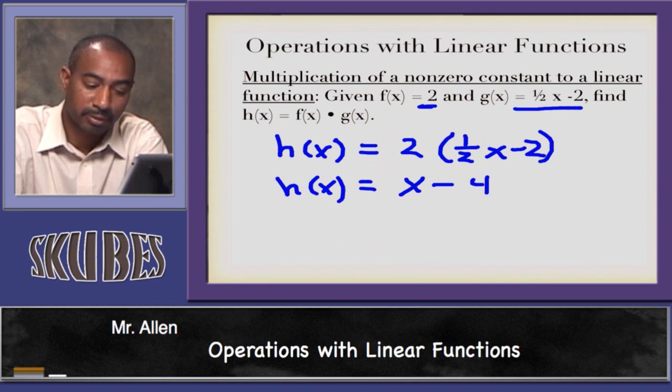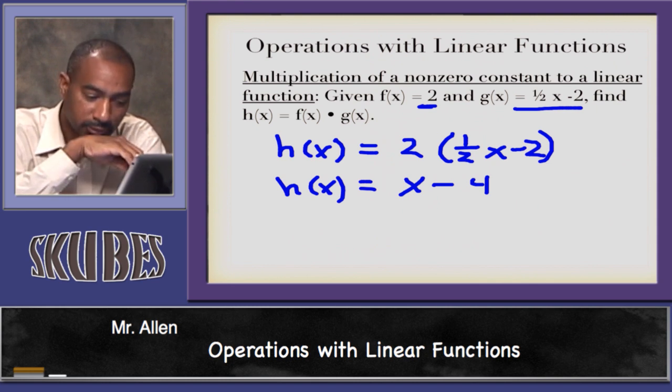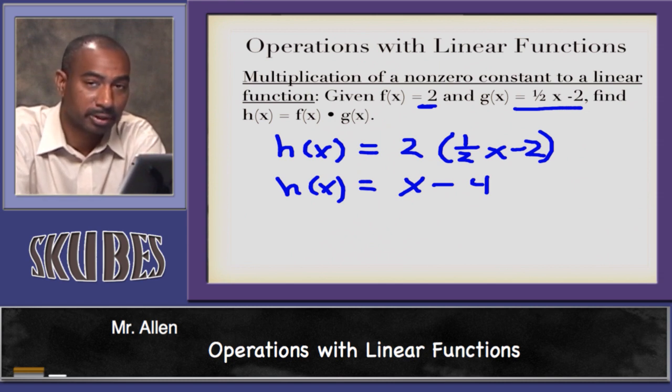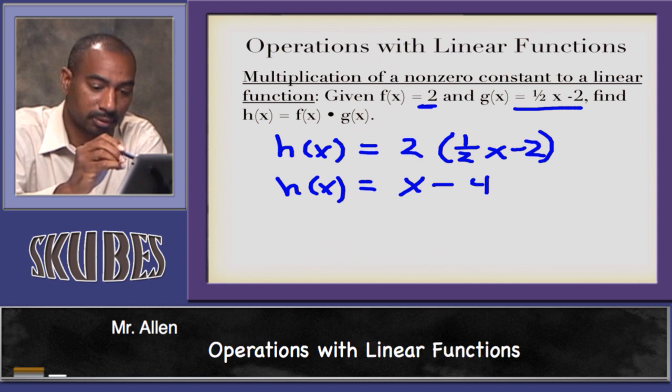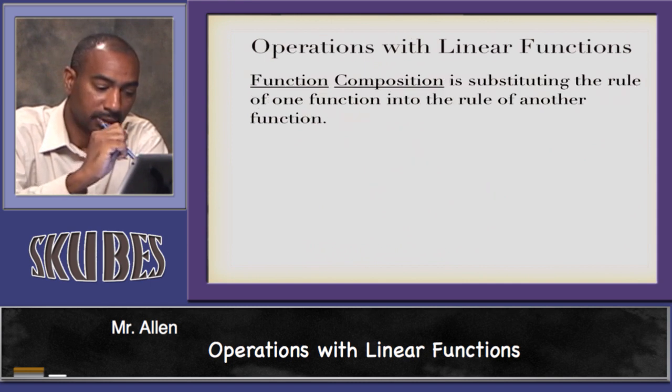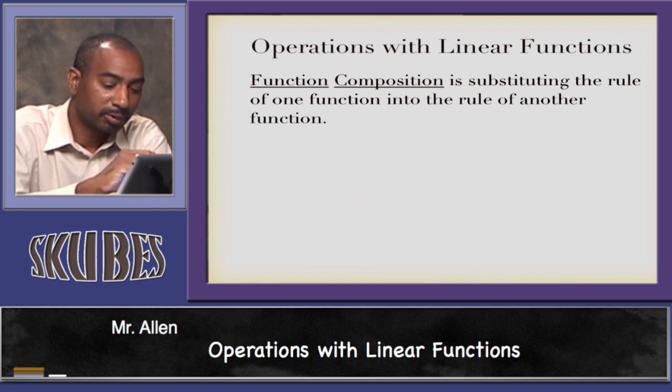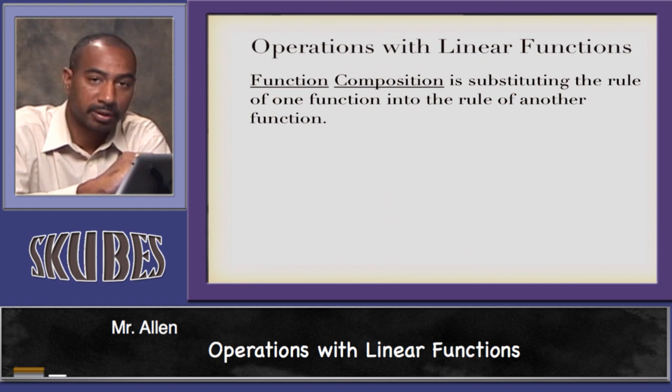If you have two linear functions and you multiply them together, you would not wind up with another linear function. I want to talk about function composition. That's just simply substituting the rule of one function into the rule of another function.